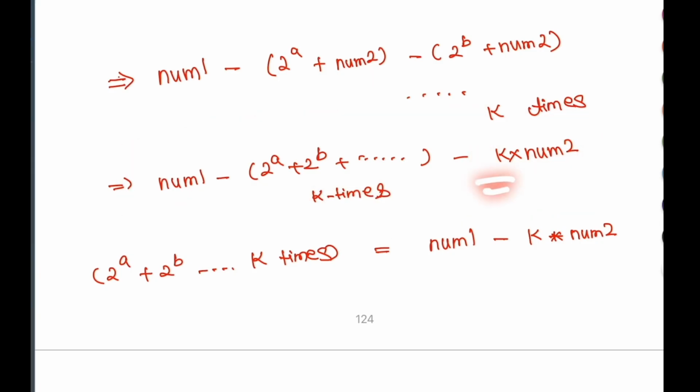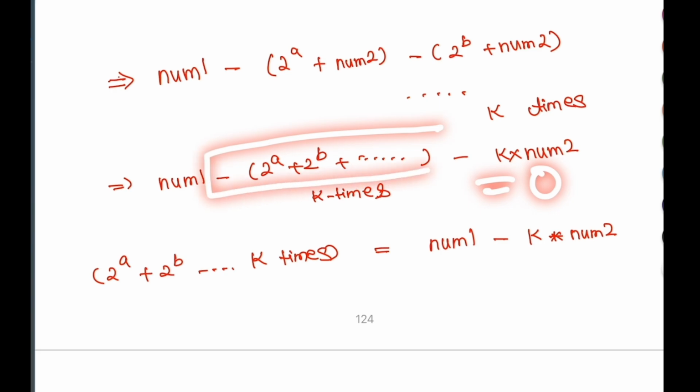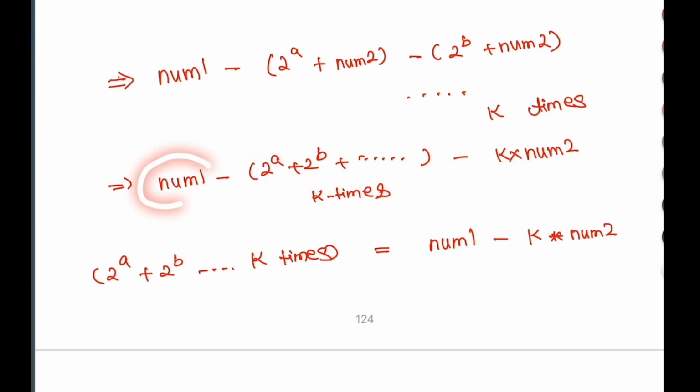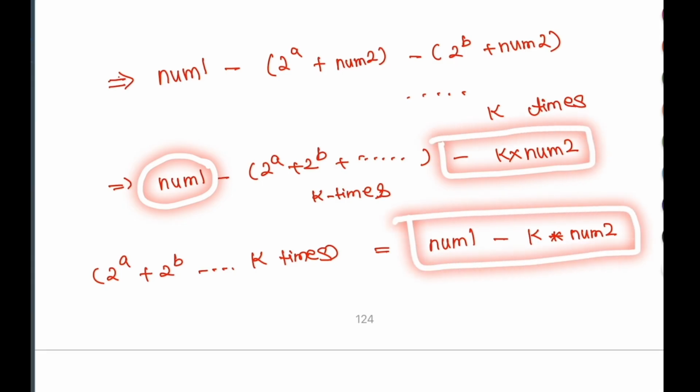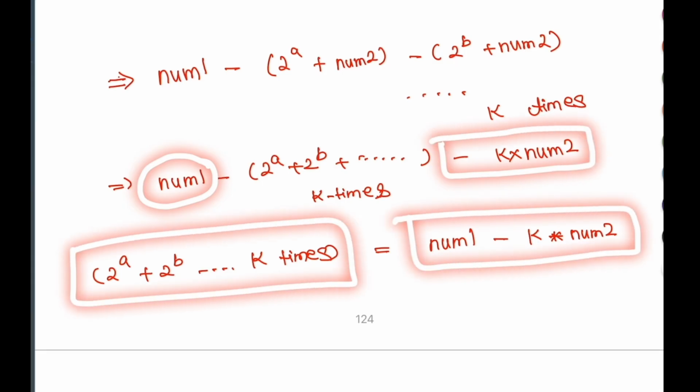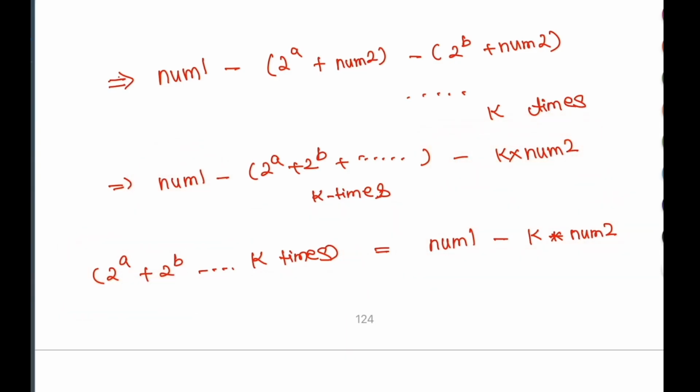If this value is equal to 0, we could simply take this particular part to the right hand side, and now we can say that our formula is num1 minus k multiplied by num2. This particular part will be equal to this particular part, which is 2^a plus 2^b, sum of 2^a plus 2^b k times. So this particular data should be equal to the sum of powers of 2, right? And we have to minimize the value of k.